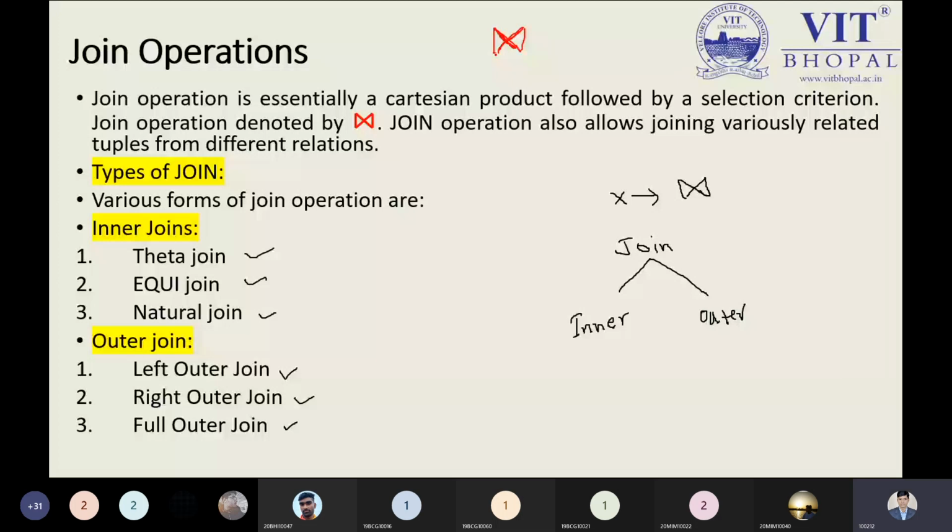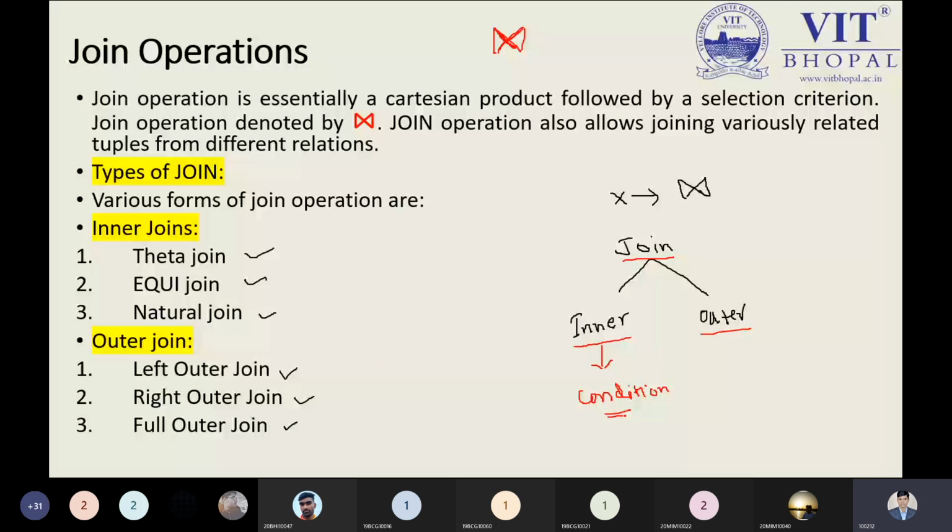In this join operation, we can allow various kinds of joins. First, the types of the join operation: we have two flavors, the inner join and the outer join. The inner join is mostly followed by a condition. What is the condition we are following? Based on the condition, we will make the join operation. This is a summary I am giving for betterment. Based on the condition parameter, you will be able to understand what the inner join is. In the inner join, we have three kinds of sub-flavors: theta join, equijoin, and natural join.